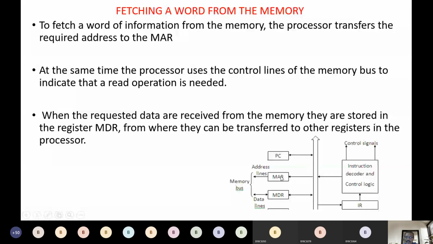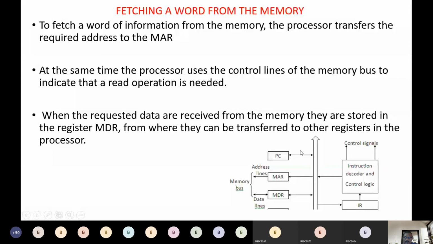Processor will keep the address here, make the read signal 1, and will be waiting to receive some data. While waiting for data, it may take one CPU clock cycle, or maybe there may be some delay also. So for how much time must this processor wait to receive that data into MDR?